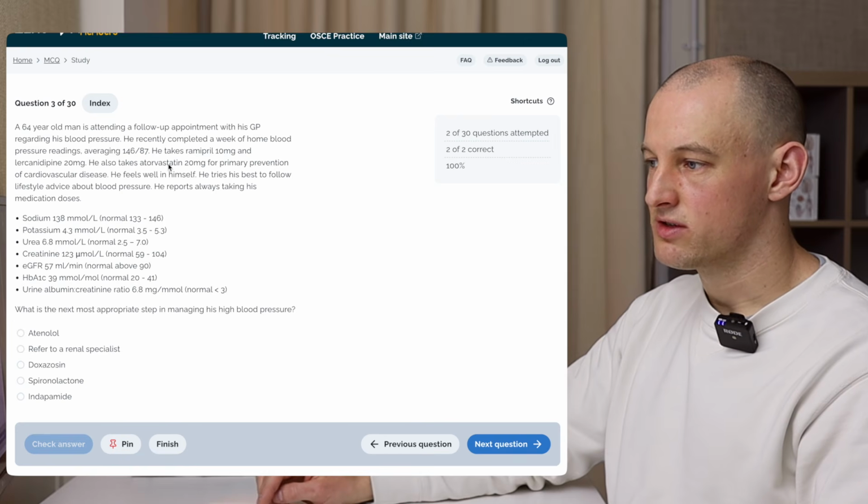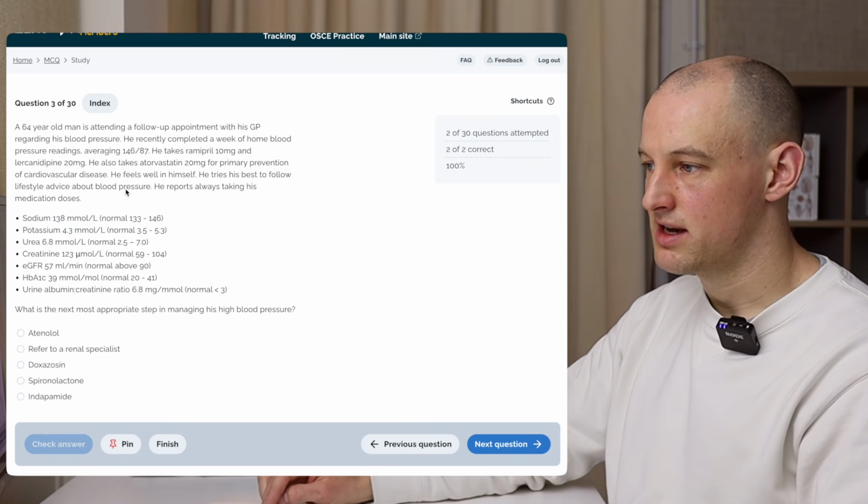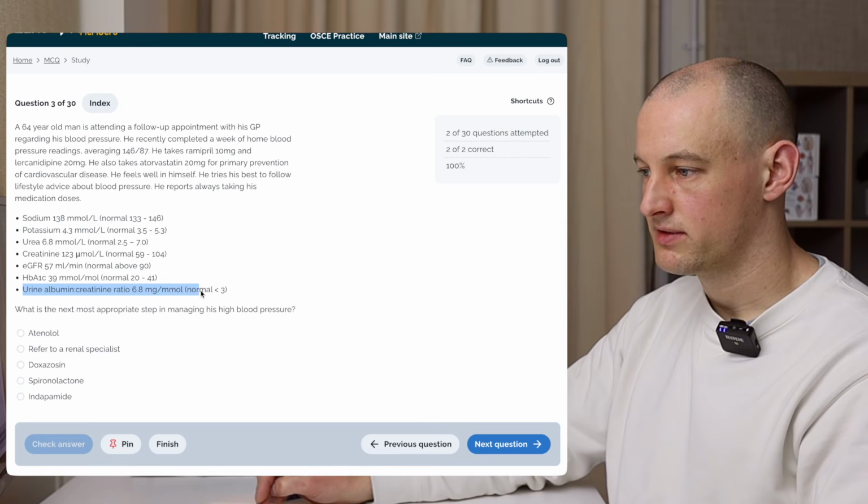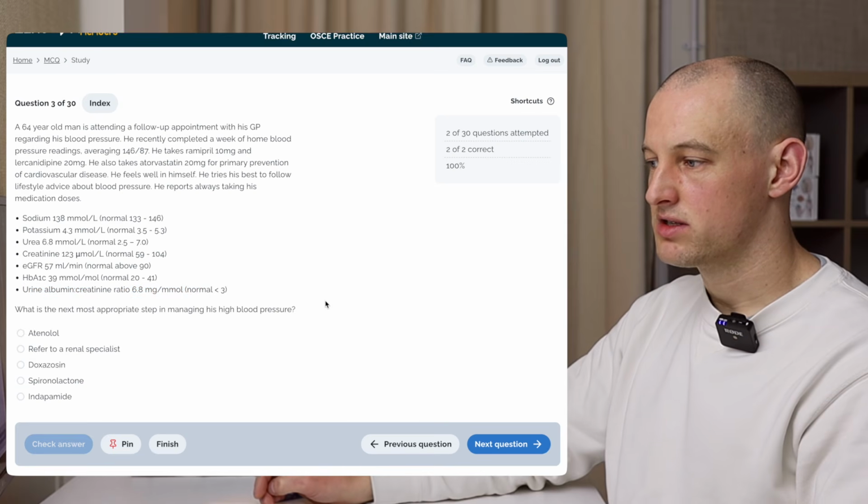And he takes atorvastatin, feels well in himself. And he's already following lifestyle advice. So sodium is okay. Potassium is okay. Urea, creatinine are all... Creatinine's a little bit high. eGFR is a little bit low. HbA1c is okay. And his urine albumin creatinine ratio is a little bit high. So what's the next most appropriate step?